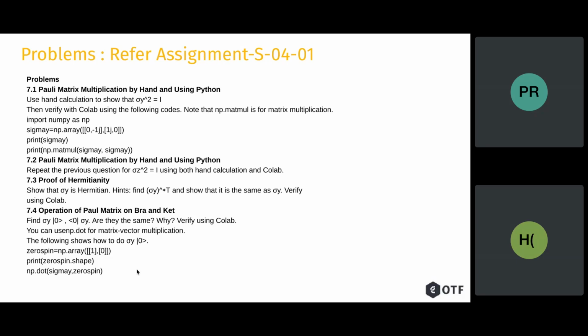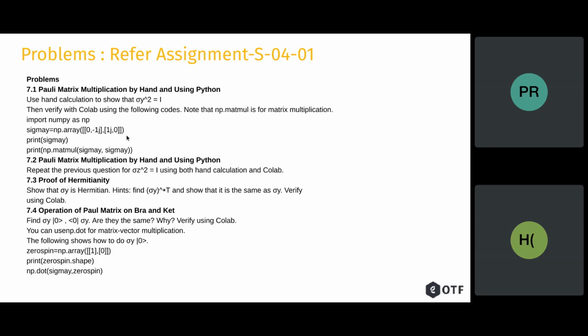And the fourth one is the operator, Pauli matrices, on bra and ket. In this case, we are taking sigma y ket 0 and bra 0 ket y as a sample. Verify using Colab. You can use Colab with Python and the libraries, so that you are able to do the spin 0, print the spin 0 shape and represent that using the dot. This is a library you can use directly and show.